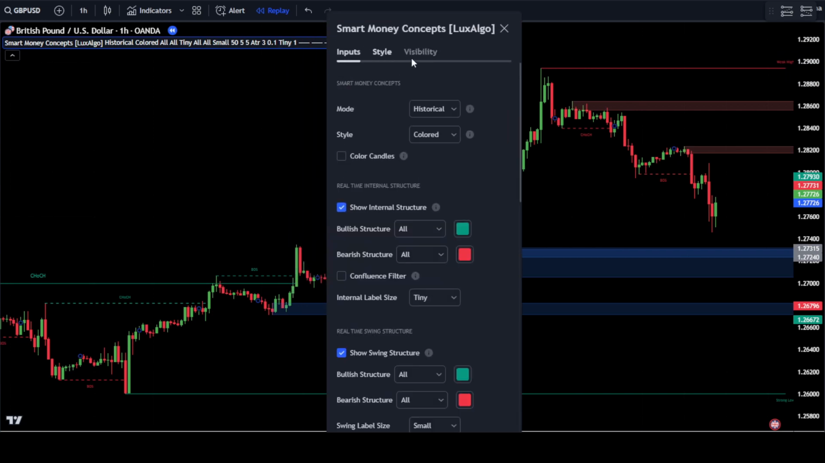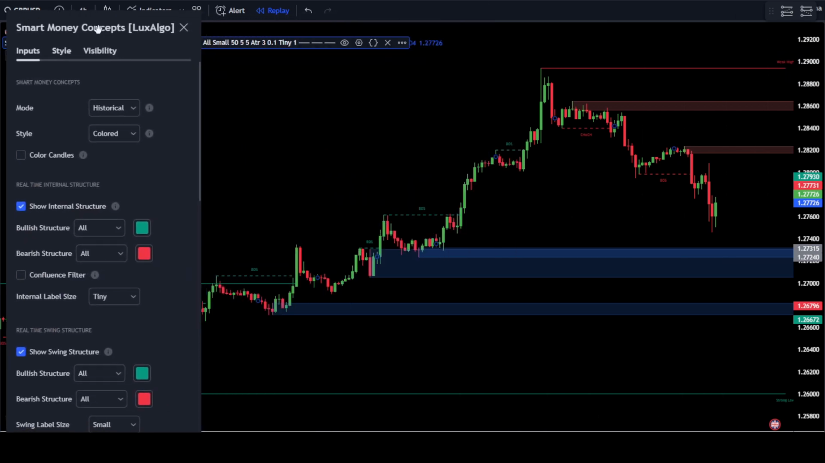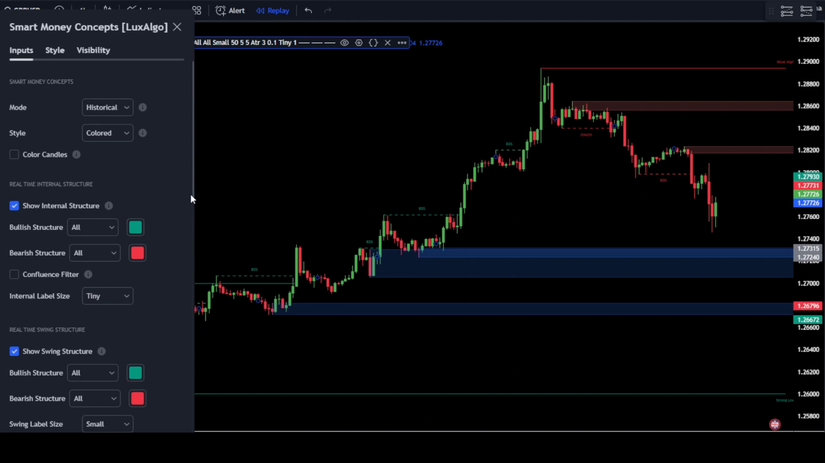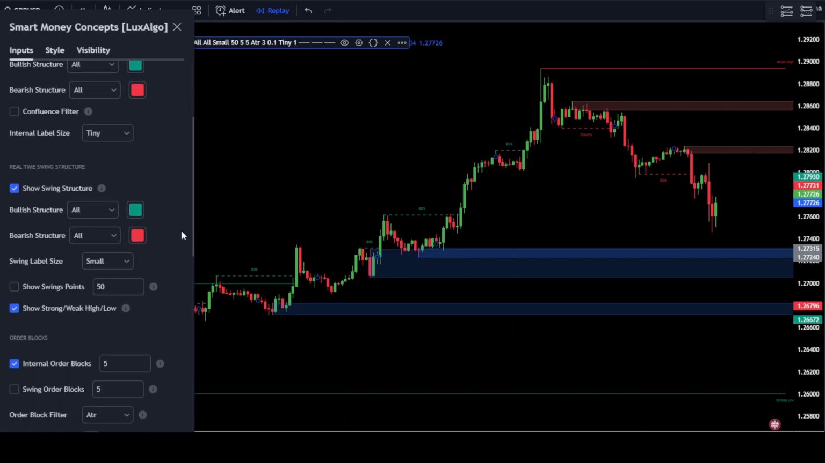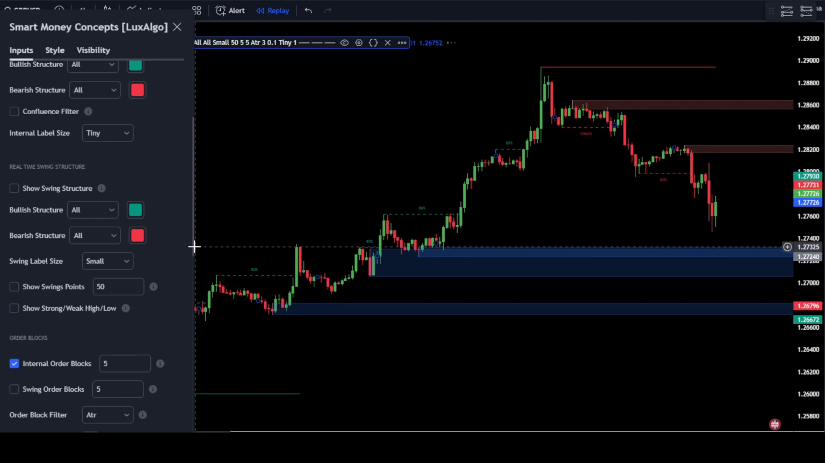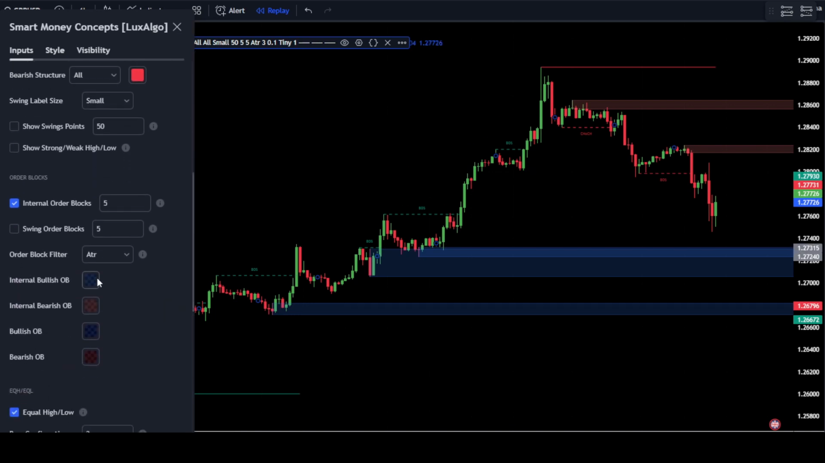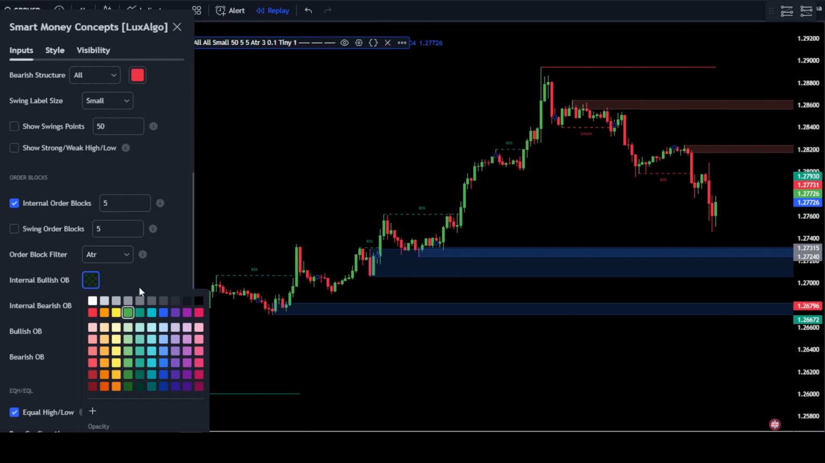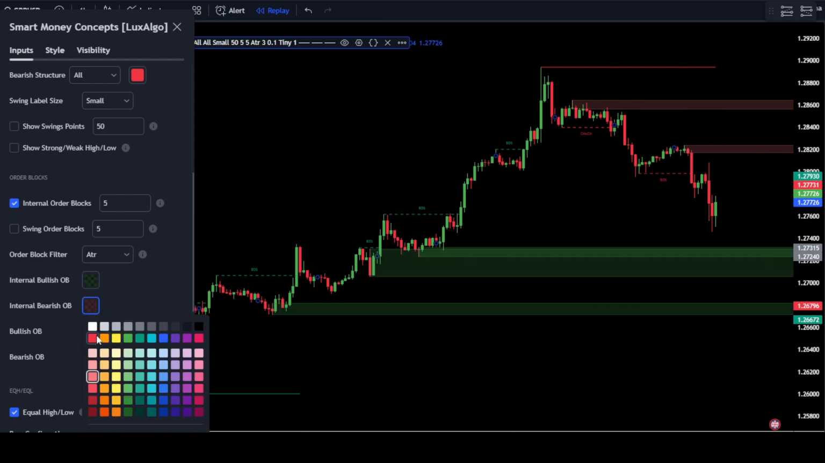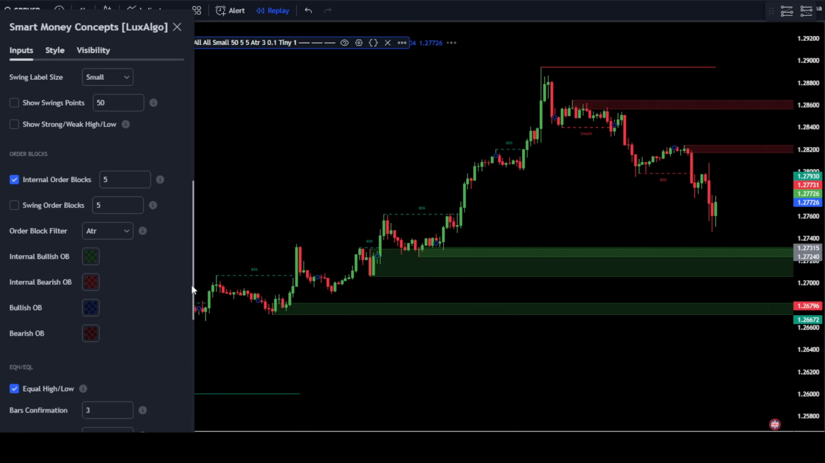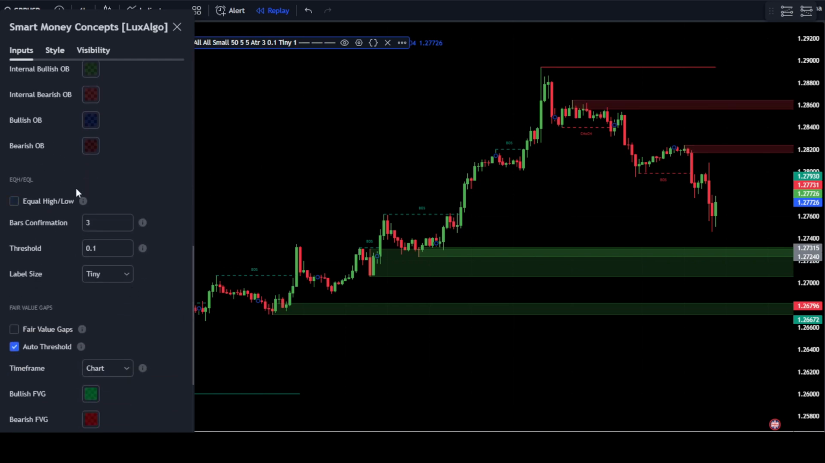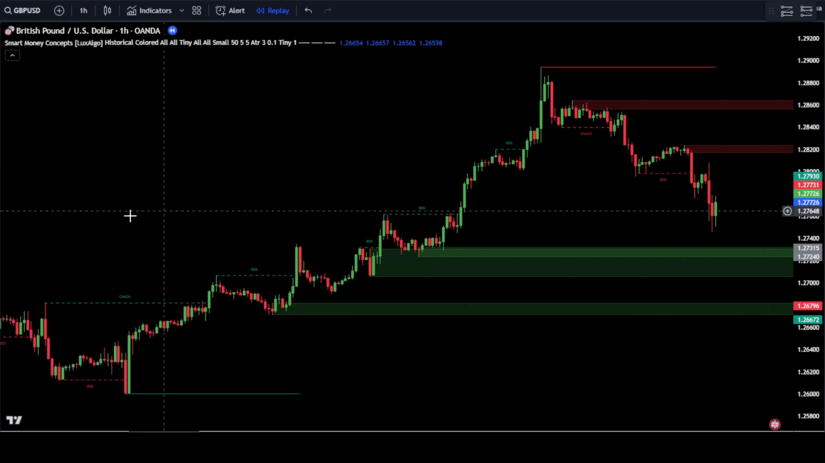Since this trading strategy will only use order blocks and market structure, disable the unnecessary displays to make the indicator easier to use. Uncheck the Show Swing Structure option. Then also uncheck the Show Strong option. After that, change the color of the order blocks. Change the internal bullish order block color to green, then change the internal bearish order block color to red. Next, uncheck the Equal High and Low option. And finally, uncheck the Auto Threshold option. Once done, click OK to confirm the changes.